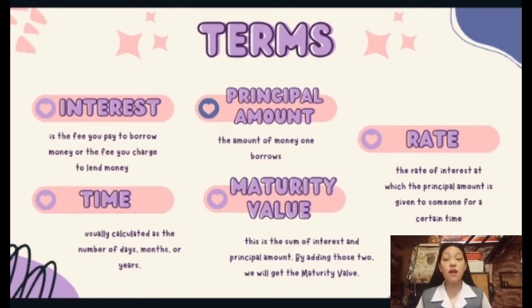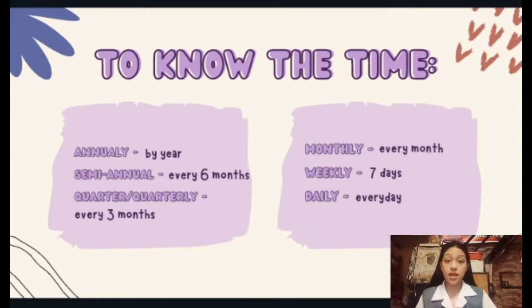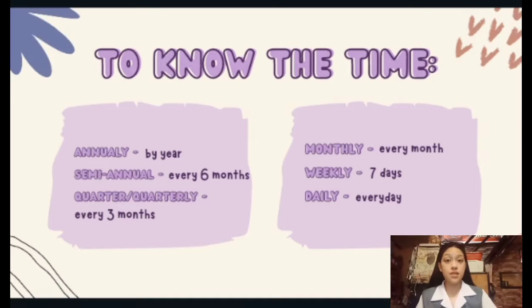Then we also have what we call maturity value. This is the sum of interest and principal amount. By adding those two, we will get the maturity value. Now, to know the time, annually means by year, semi-annual every 6 months, quarterly is every 3 months, monthly is every month, weekly 7 days, and daily is every day.